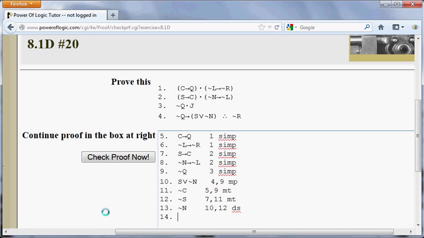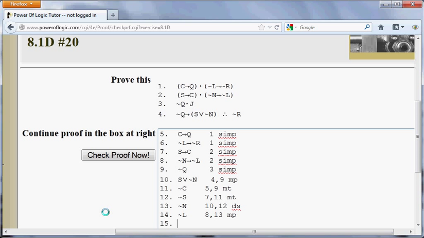Why did I want not N? Well, if you wrote down that wish list, or perhaps remember it, I want not N to get not L. So if you look up to line 8, which I simplified from line 2, line 8 and line 13 have modus ponens form. They give us not L. So 8, 13 modus ponens.